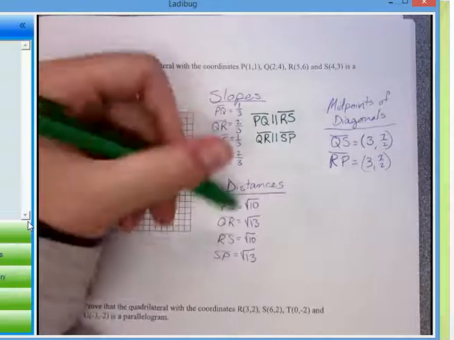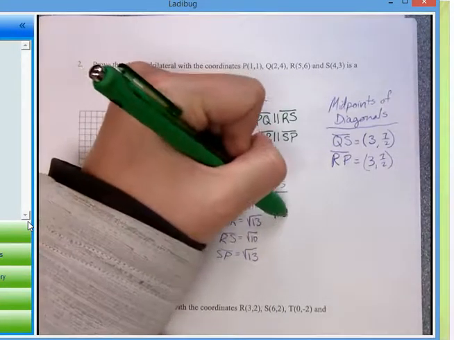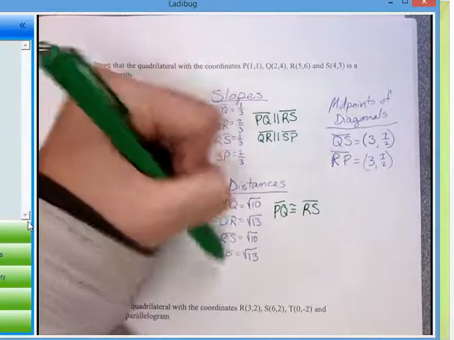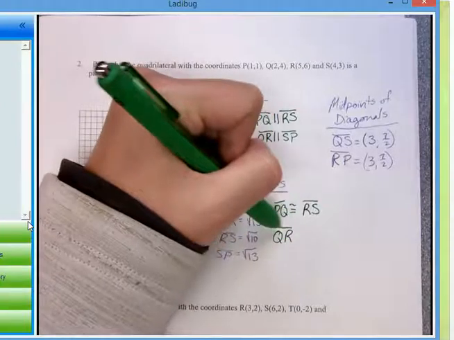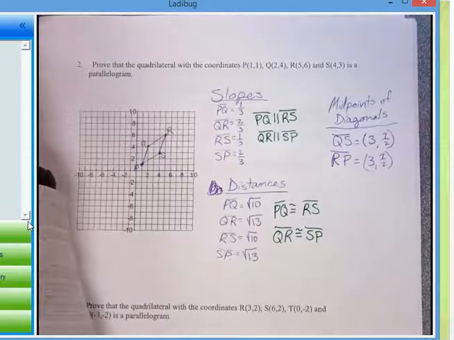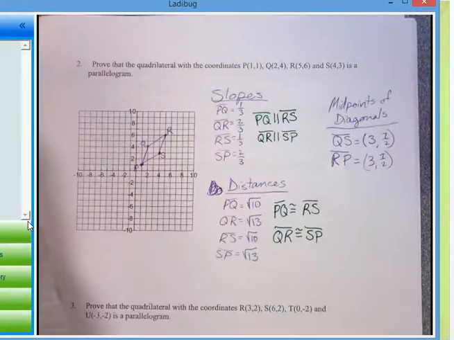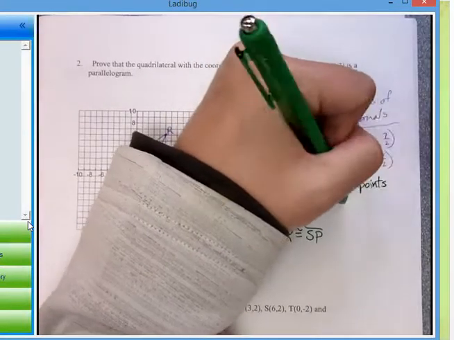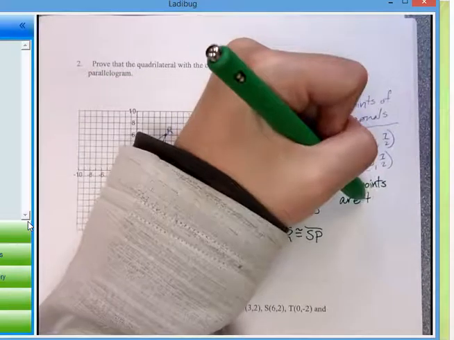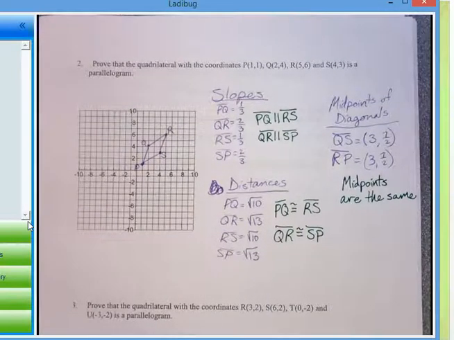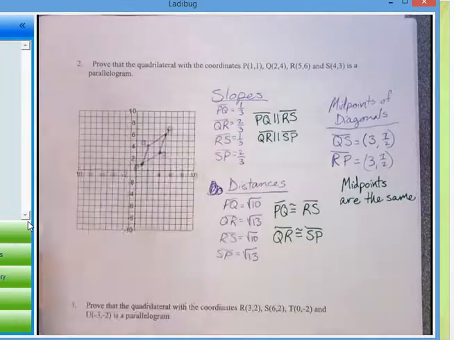Alright, for distances, we've got two congruent distances. PQ is congruent to RS, so the opposite sides. And then QR and SP. Yay! The opposite sides are congruent. Great. And for this, we've got midpoints are same. So the midpoints are the same for the diagonals. So we have proved that this is a parallelogram.